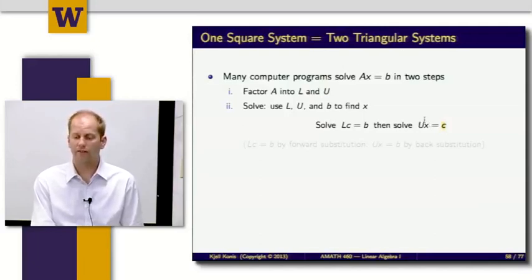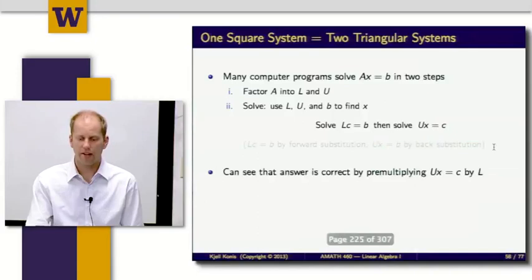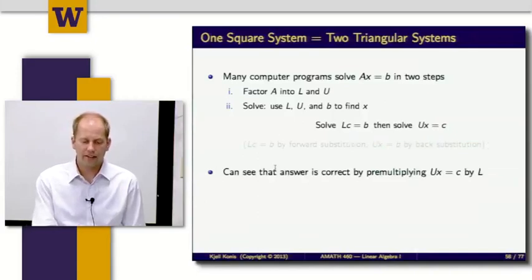And I solve for x by solving the system Ux equals C. Again, this is easy because U is already an upper triangular matrix. So I'm just going to solve Ux equals C, not B, by backward substitution. And you can see that this is going to give you the correct answer because you can just multiply Ux equals C.